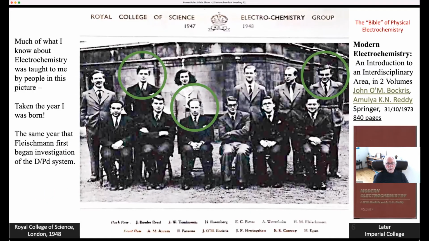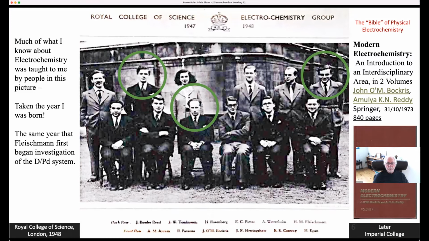Much of what I know about electrochemistry was taught to me by people in this picture. At the end of the Second World War, John Bockris started a school of physical electrochemistry at the Royal College of Science in London, which later became Imperial College. In the back row, circled in green on the left, is my PhD supervisor, John Tomlinson, who is one of John Bockris's first tranche of students. The two remained very close.